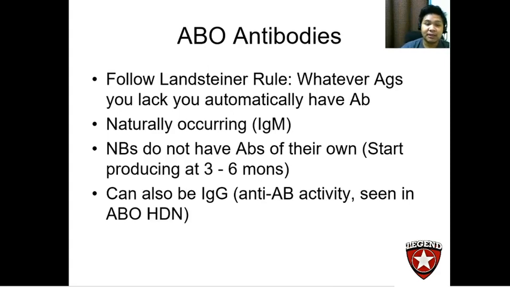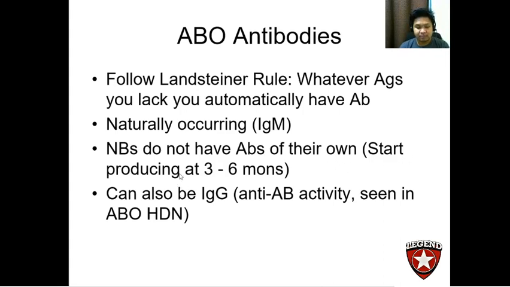The ABO antibodies follow the Landsteiner rule, which is whatever antigens you lack, you automatically have the antibody against this antigen. They are again described to be naturally occurring. They are of the IgM type most of the time, but they could also be IgG or IgA. Newborns do not have antibodies of their own. They start producing the antibodies at 3 to 6 months.